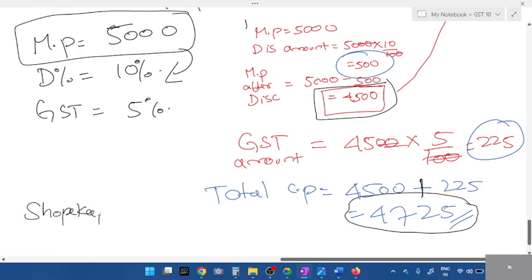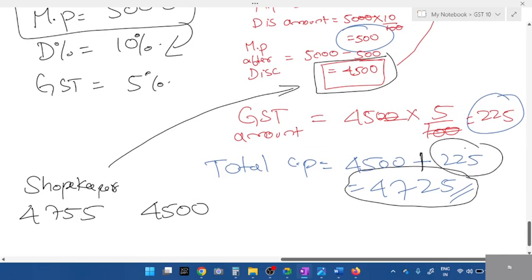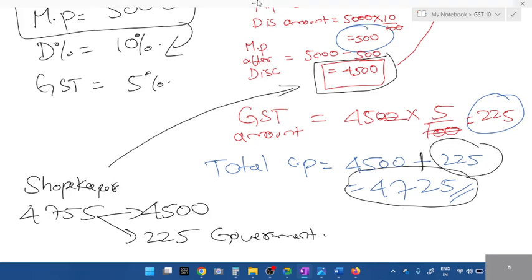Okay, the shopkeeper will take 4,750. Out of 4,750, what is his amount, students? How much will he take? He'll take only 4,500. And what is the balance left? 225. Yes. 225 he is going to pay to the government. So the shopkeeper takes 4,500, the government takes 225. But we should pay the entire amount, 4,725.